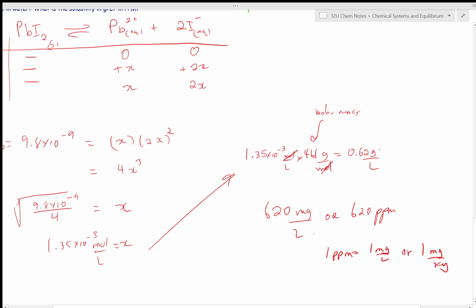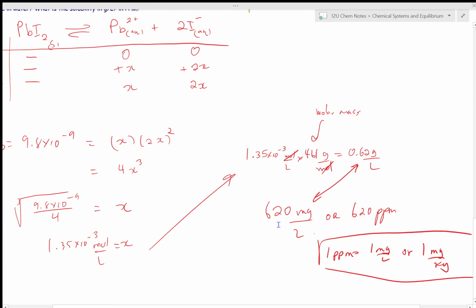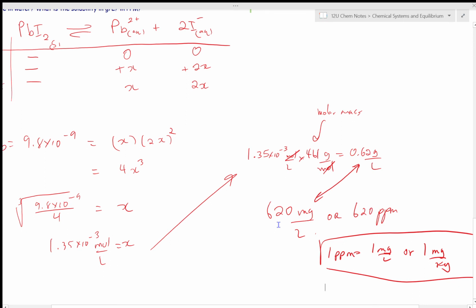Well, 0.62 grams is equivalent to 620 milligrams. So there are 1,000 milligrams in every gram, so 0.62 grams has 620 milligrams. We know 620 milligrams per liter. We'll look at the units here. Milligrams per liter equals parts per million. And so I end up with 620 parts per million. So if I had a million particles of that solution, 620 of that million would represent my particulate that's dissolved in my solute.